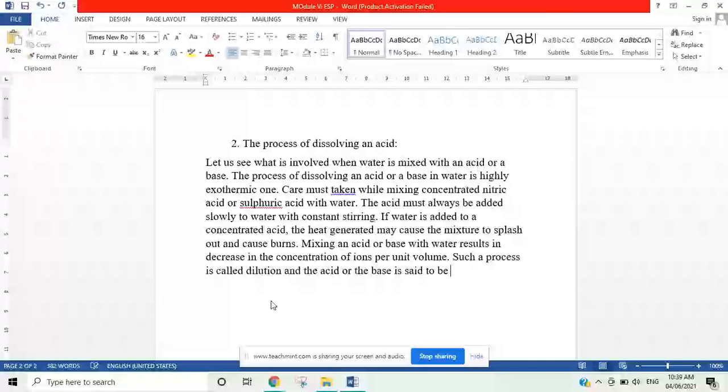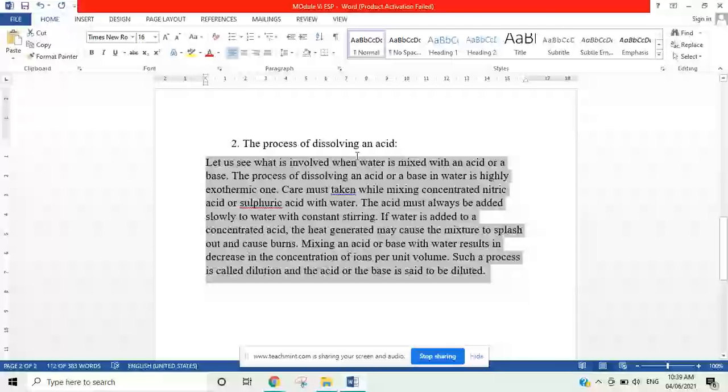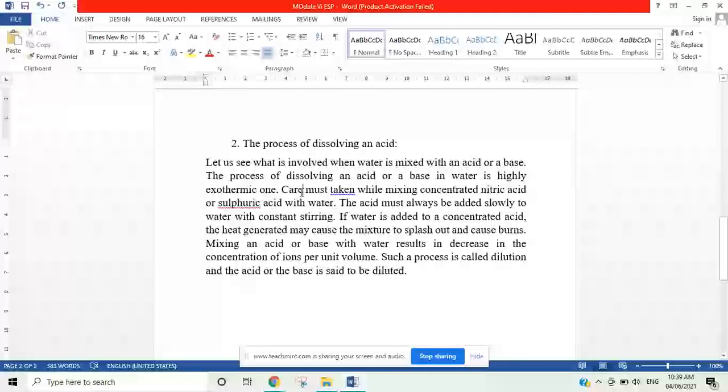So this is the paragraph, and it talks about the process of dissolving an acid. As I said, you have to figure out the specific phrases used in this paragraph, and also the words belonging to the field of science. This is very general, we use this phrase in our day-to-day life also. But here, "is involved" is a phrase that we have to keep in mind.